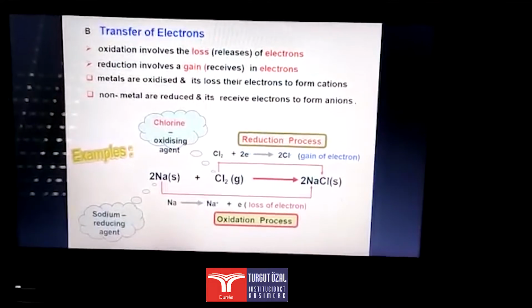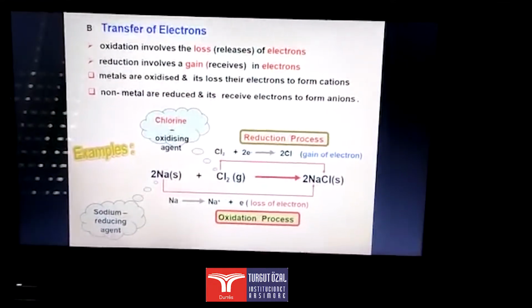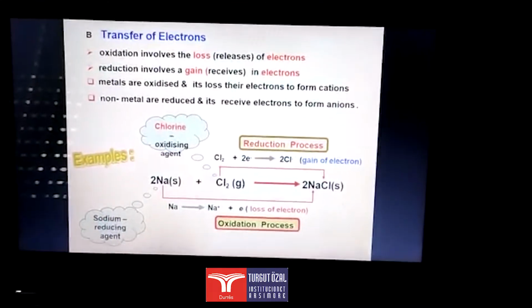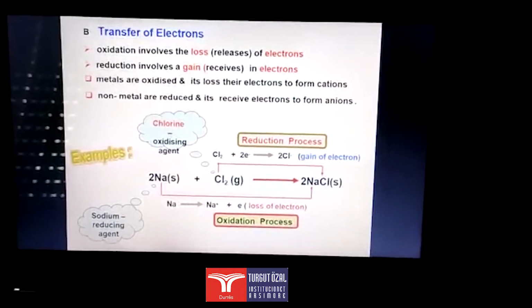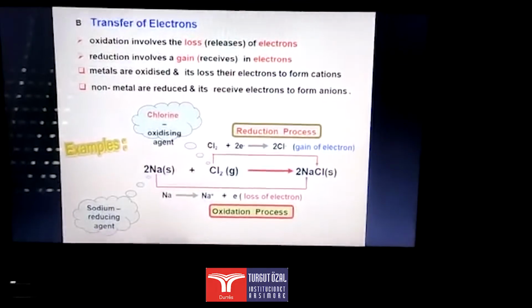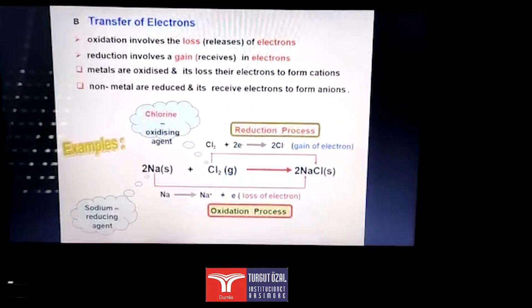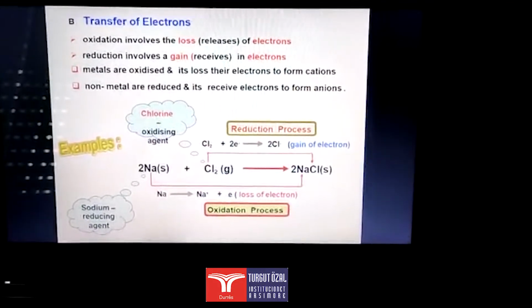Transfer of electrons. Oxidation involves the loss of electrons. Reduction involves the gain of electrons. Metals are oxidized and lose electrons to form cations, and non-metals are reduced and receive electrons to form anions.